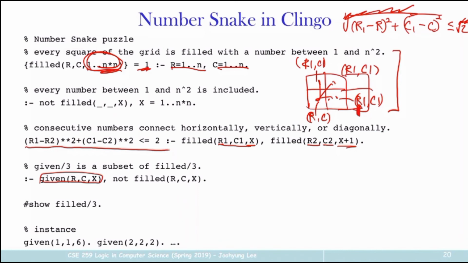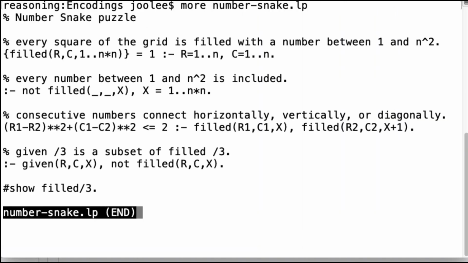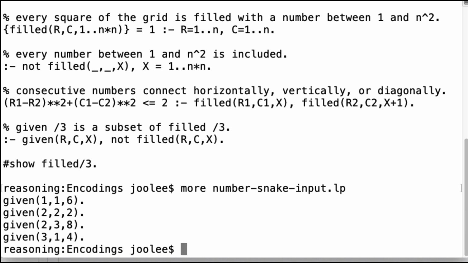Let's see whether we can play here. Okay, so this is the code that you just saw. This is the first problem that we saw, the 3x3 grid. So the 1,1 position has 6, 2,2 has 2, 2,3 has 8, and so on and so forth.